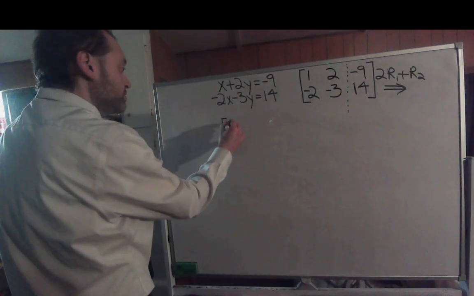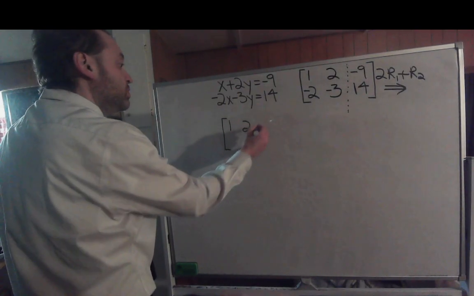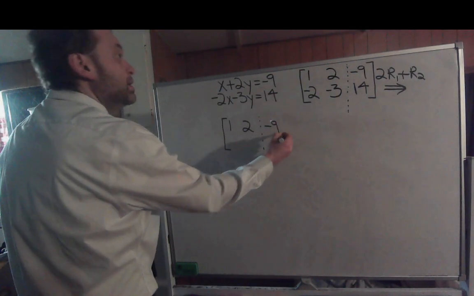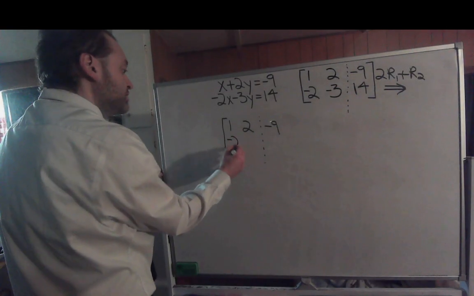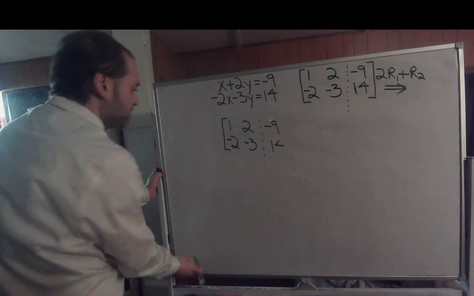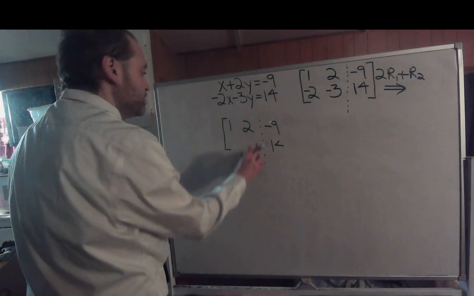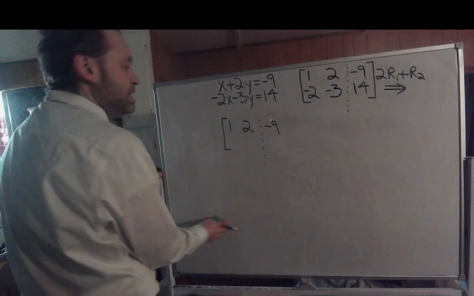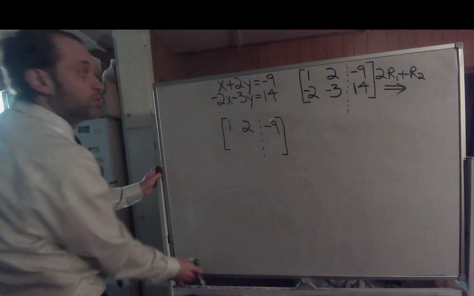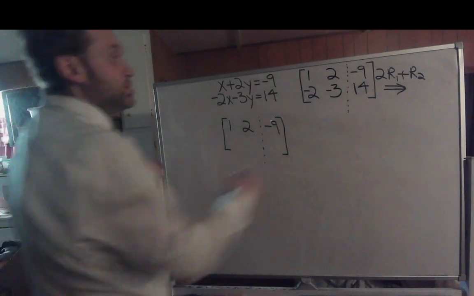So keep your first equation the same. You'll have 1, 2, -9. Whoops, I'm sorry. We're doing the row operations. You're not going to have that. I ended up rewriting the original matrix, which I didn't want to do. There's no point in that. So 2 times row 1.